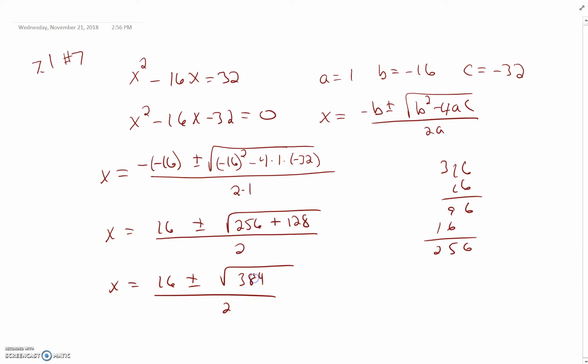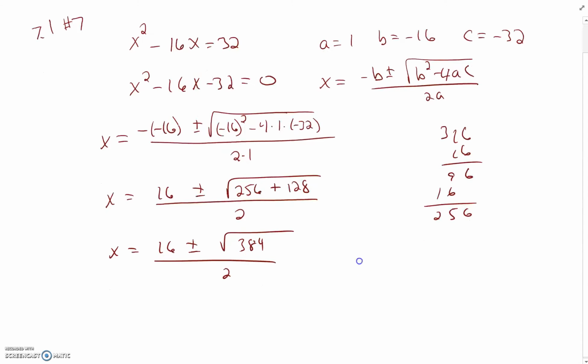Okay, now this is the part that maybe will get a little trickier here. We have to simplify this. So I have to see what perfect squares go in there. I'm going to take 384 divided by 64. There you go. So 64 goes into 384, which is a perfect square. It goes in there 6 times.